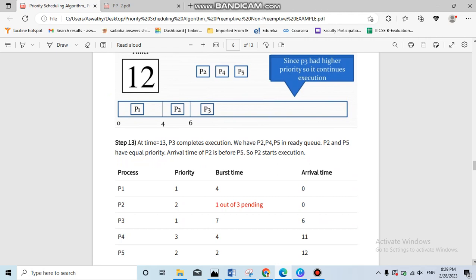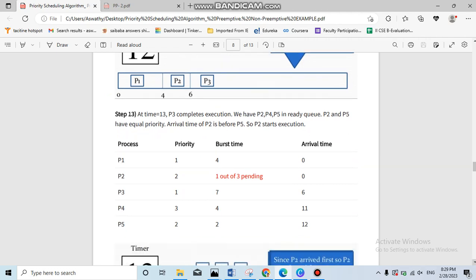At time 13, P3 completes its execution, and we have 3 processes in the queue, that is P2, P4 and P5. P2 and P5 hold the same priority, 2, but P4 has priority 3. Since P2 and P5 have equal priority, we compare the arrival time of these two processes. P2 arrived before P5, so P2 will start executing.